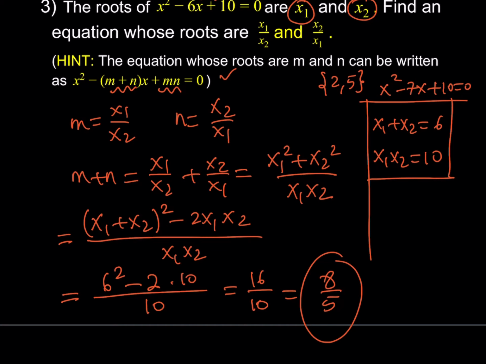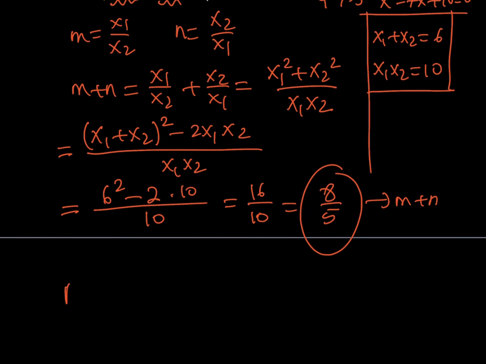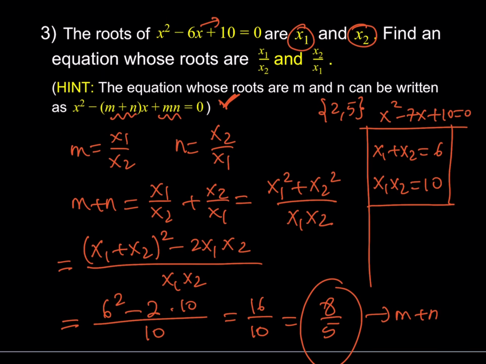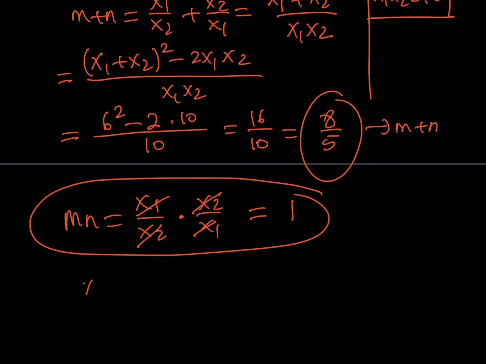Well, what does this give me? It gives me m plus n. But notice that I'm going to need that to write my equation, but I also need something else, which is m times n. But you're going to realize that m times n is actually super easy, because of course these values are not 0. They cancel out, leaving us with mn equals 1, which is nice because now I got the value of mn, I got the value of m plus n, and if you remember, the equation can be written like this. Therefore, I'm just going to go ahead and use this formula.